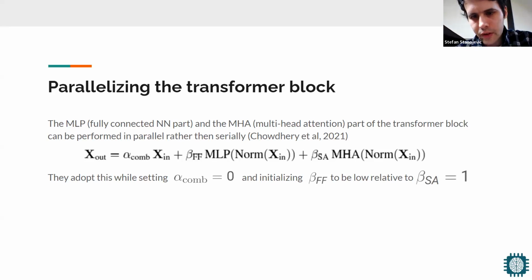And they also set the initial value of the coefficient for the multi-layer perceptron to be low relative to attention. These are just initial values, but maybe that can also be learned. The idea is that they want to think of MLP as a perturbation on top of attention.